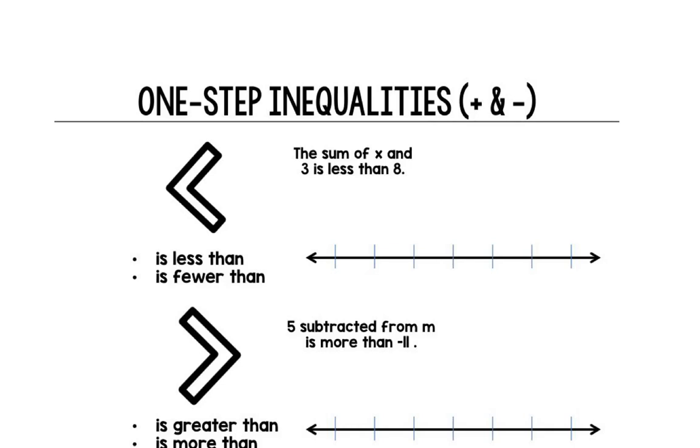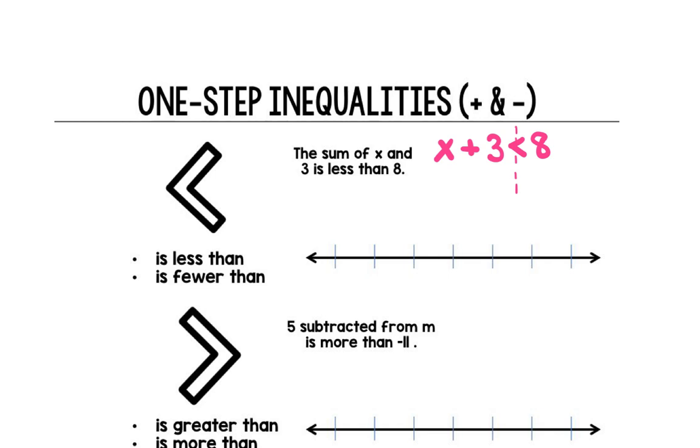Solving one-step inequalities. The sum of x and 3 is less than 8. We are going to translate that to x plus 3 is less than 8. From here, we are going to solve like we would an equation. The only difference is the inequality sign.